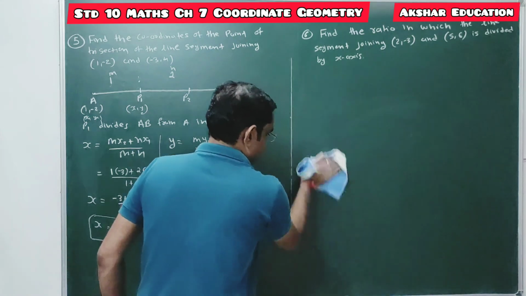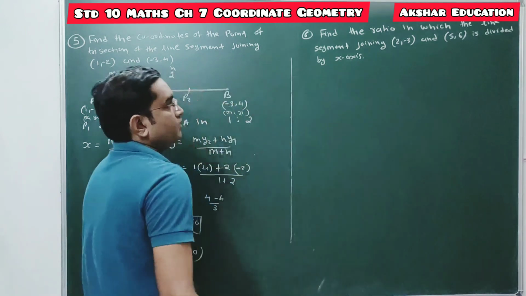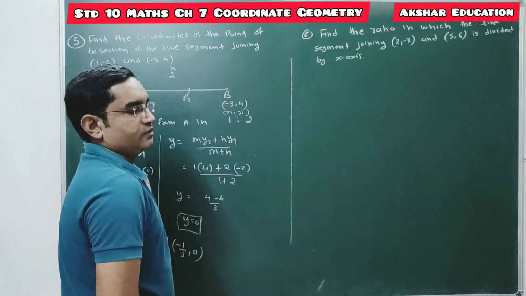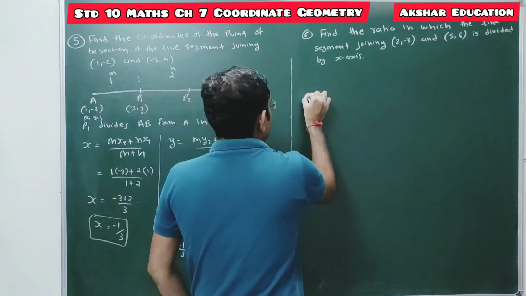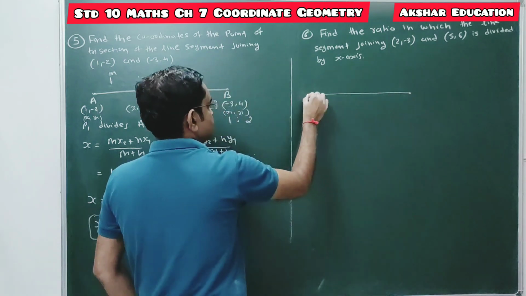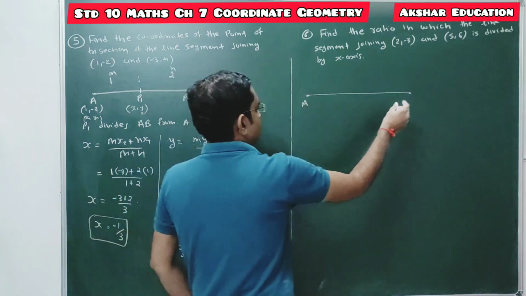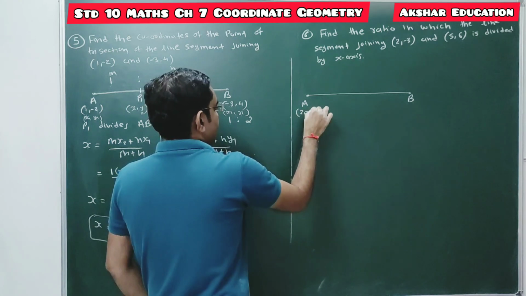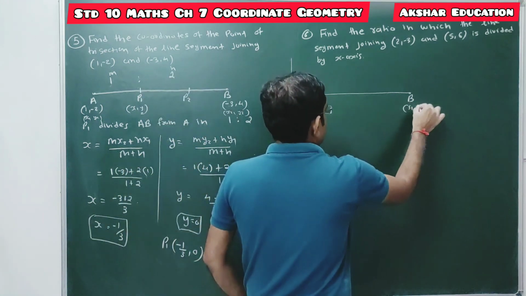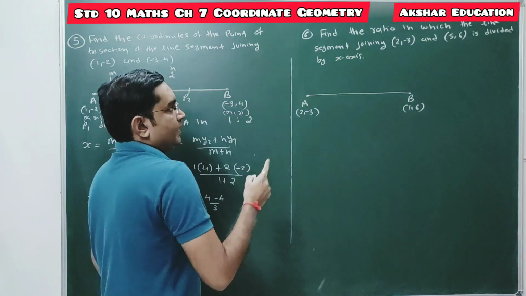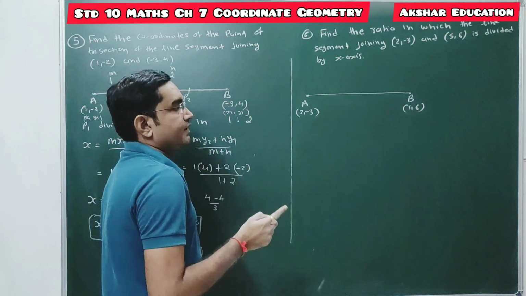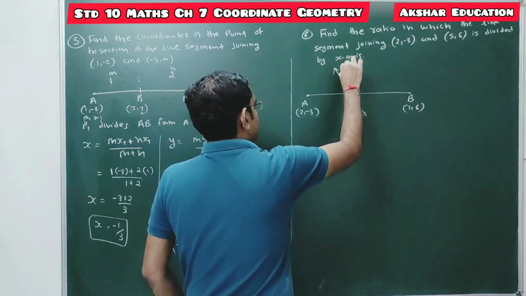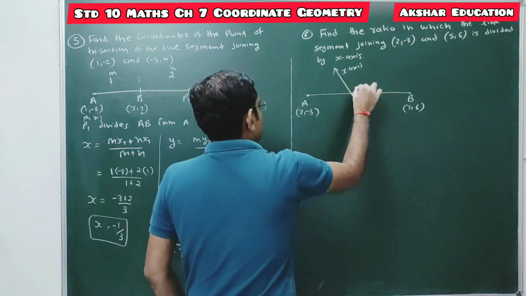Now, for this question number 6, we have to find the ratio in which a line segment joining these 2 points is divided by the x-axis. So line segment is given. Suppose this is line segment AB. Coordinates are line segment joining the points 2, -3 and 5, 6. So you have to find the ratio in which a line segment joining these 2 points is divided by x-axis. Now x-axis divides this line. This is our suppose x-axis. So this is our section point P.